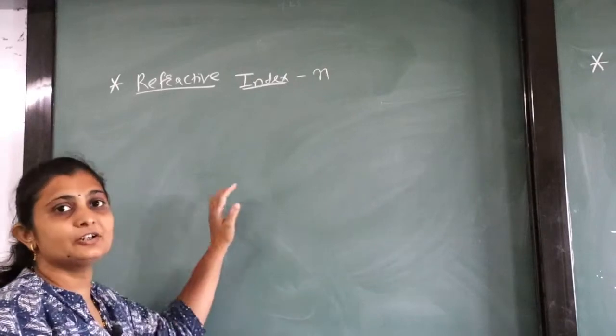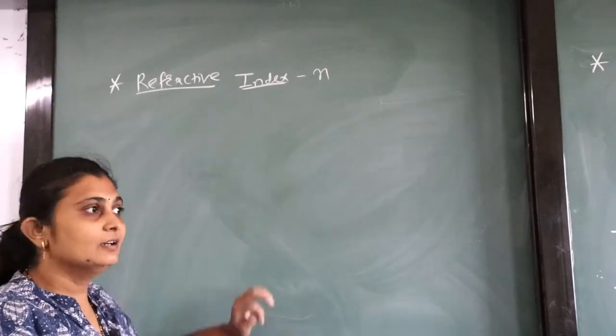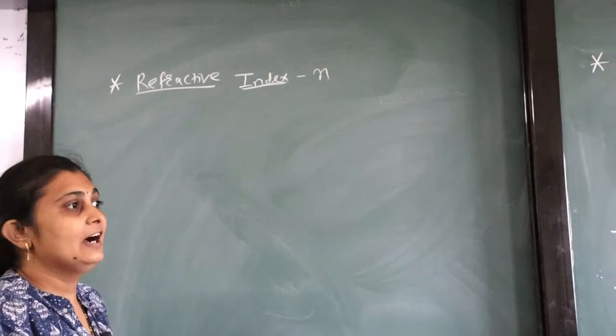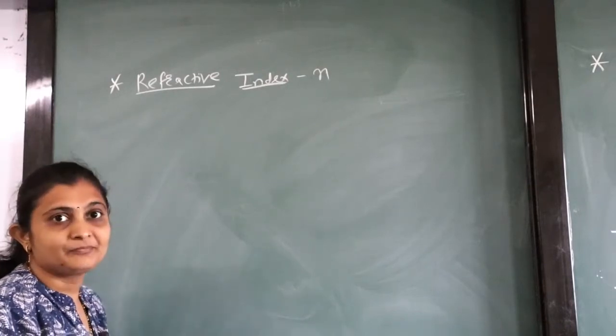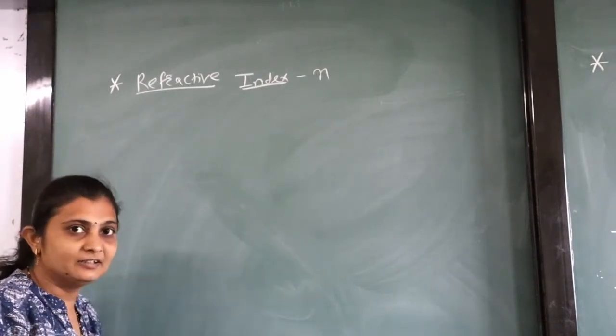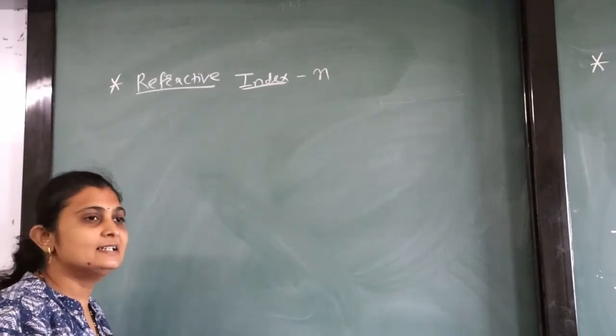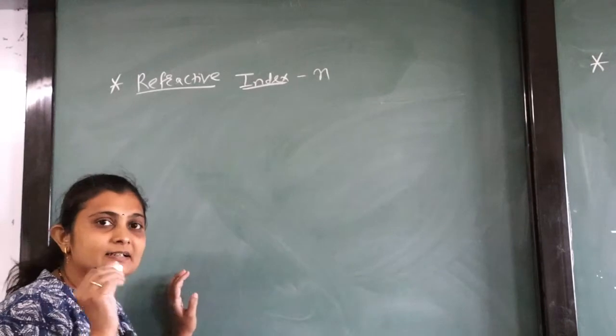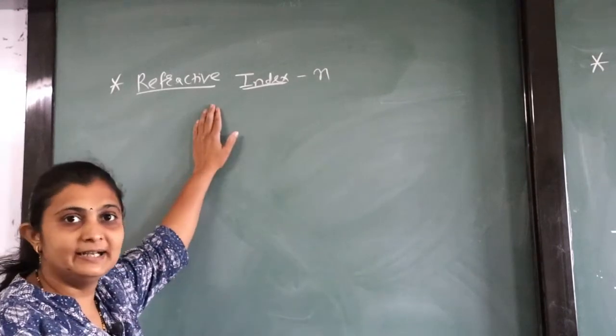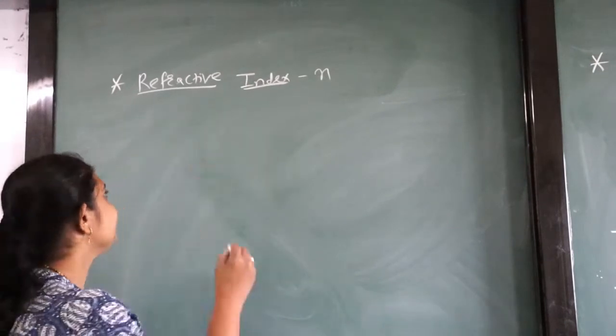Refractive index is denoted by the letter small n. Now, what is the refractive index? After refraction, the refracted ray bends from its original path. The extent to which this path bends gives the refractive index.